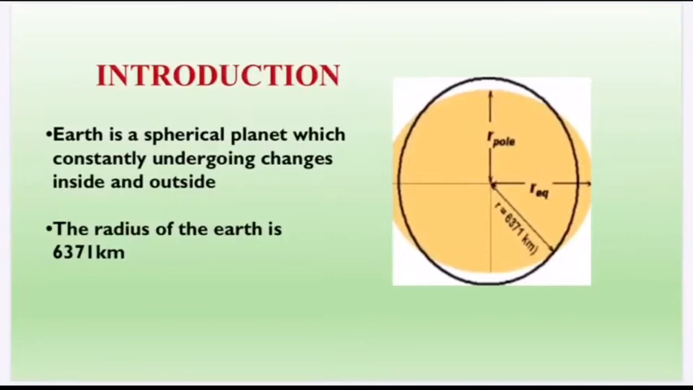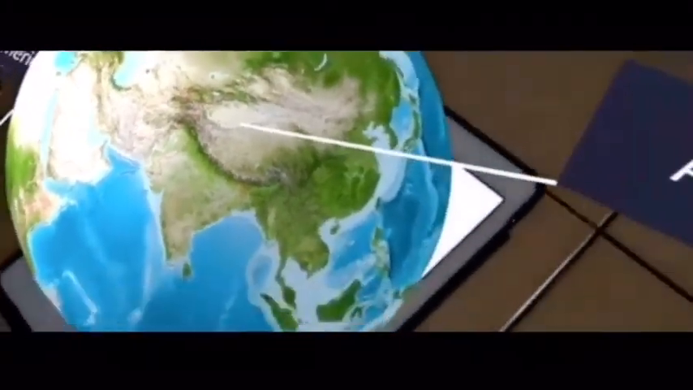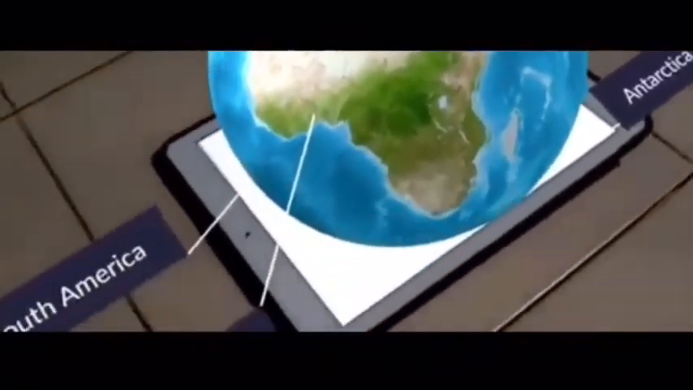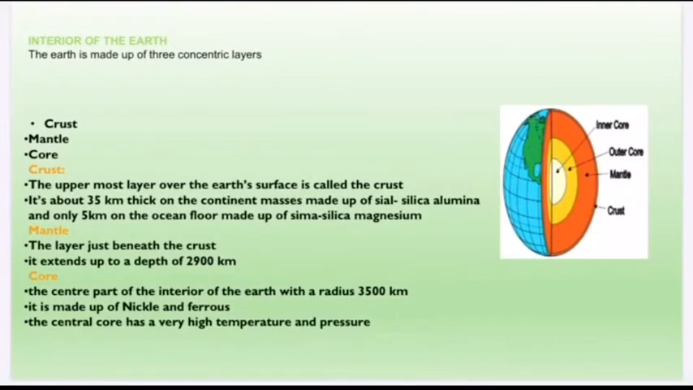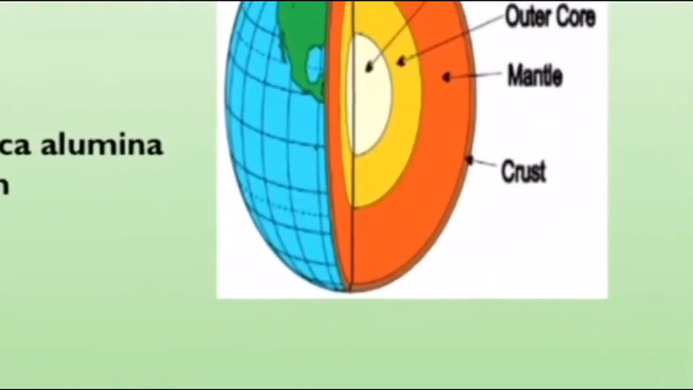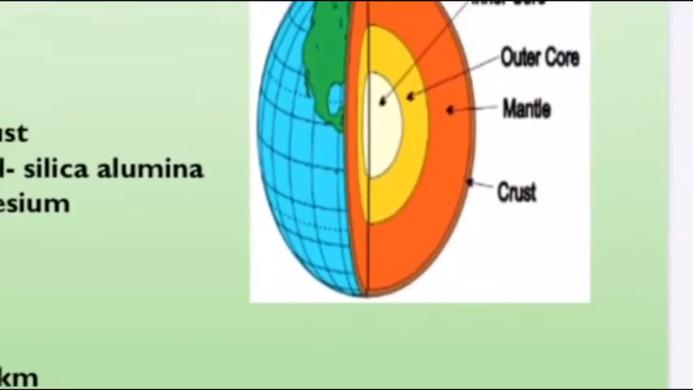The radius of the earth is given here: 6371 kilometers. How many kilometers? 6371 kilometers. That is only half of the side, that is the radius of the earth. Here I have given augmented reality videos of some of the continents on the outermost layer. So we are going to discuss the interior of the earth. Here I have given pictures of the inside of the earth. This is the part we are going to discuss.